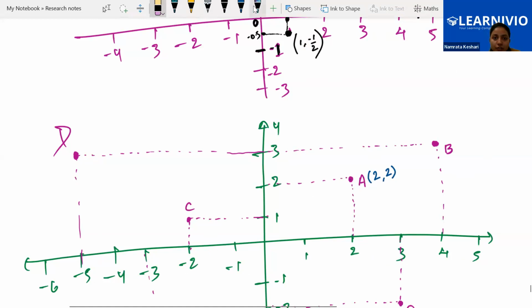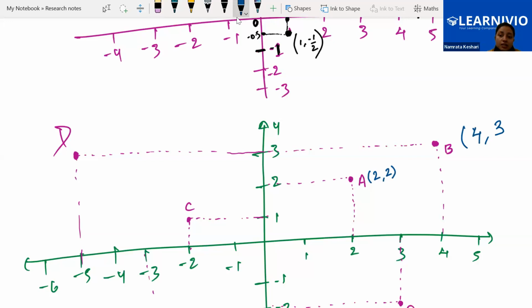What is the coordinate of B? 4, 3. Is it 3, 4 or 4, 3? It is 4, 3 because at first we write x and then we write y. So x is 4 and y is 3.